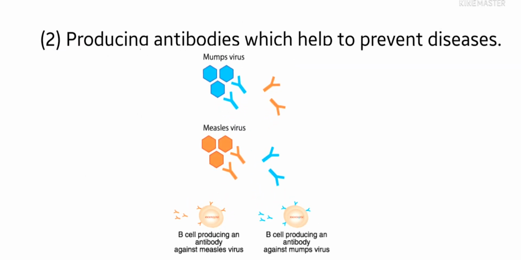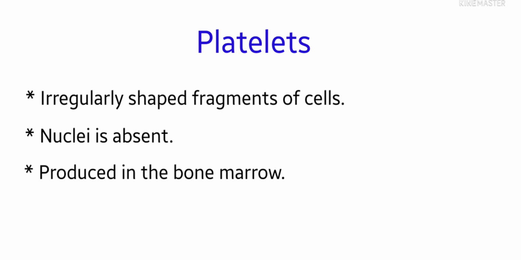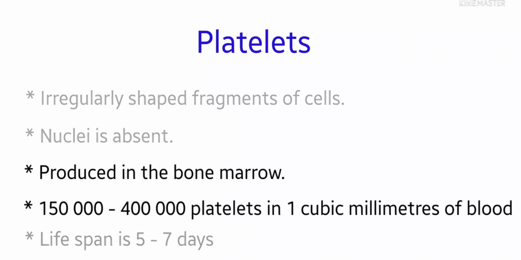The second function is producing chemicals called antibodies, which help to prevent diseases. Irregularly shaped fragments of cells are called platelets. They have no nuclei. They originate in the bone marrow. 1 cubic millimeter of blood contains 150,000 to 400,000 platelets. Their lifespan is about 5 to 7 days.